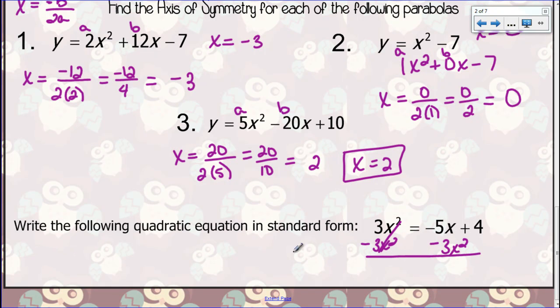So to make sure this is in standard form, it's going to start with a y equals. The x squared term comes first, so I have negative 3x squared. Then the x term, minus 5x. And then the last term, which is plus 4. That's your equation in standard form. So you have your x squared, your x, and then your no x term. So it's now in standard form.